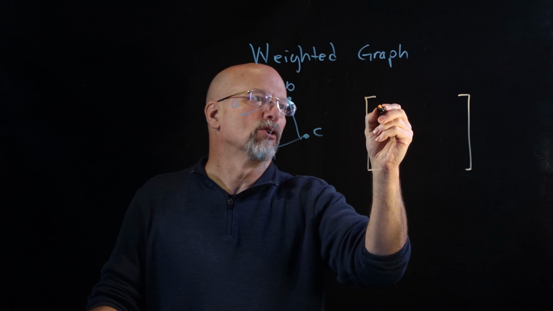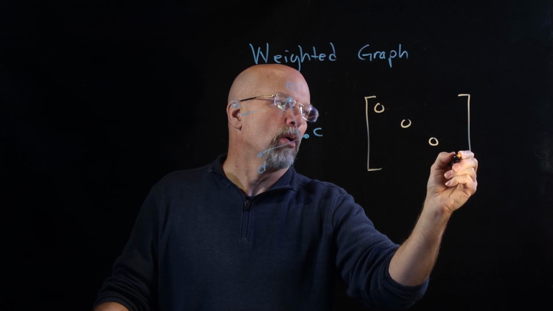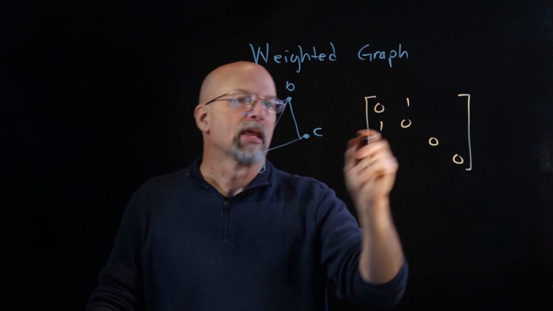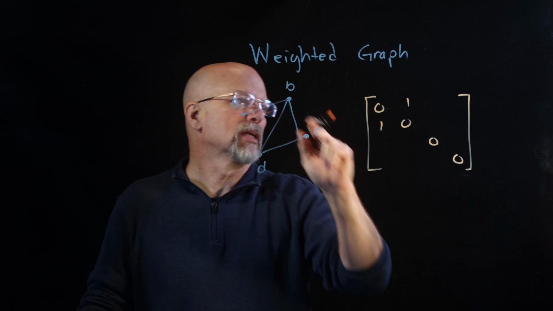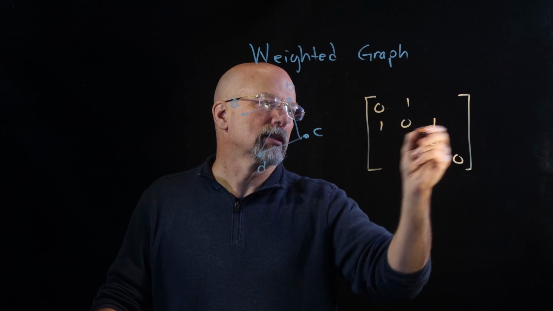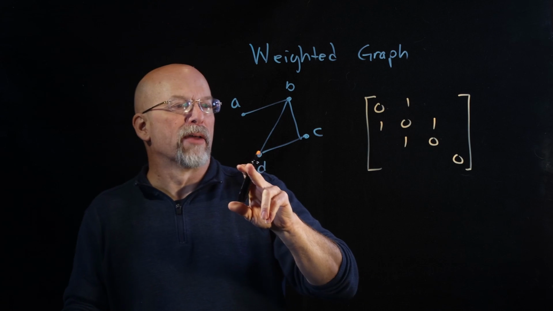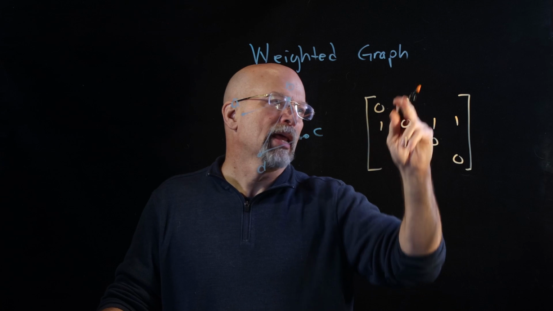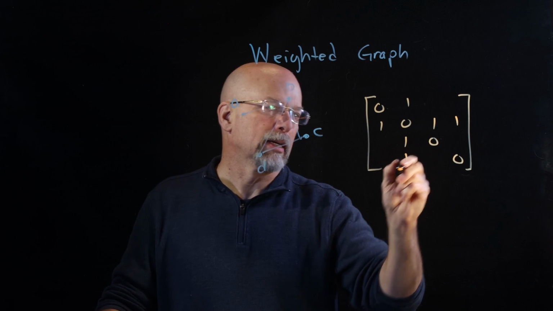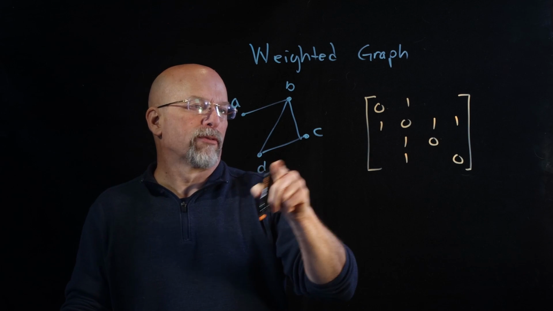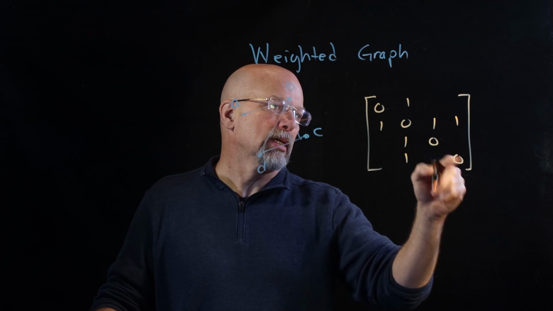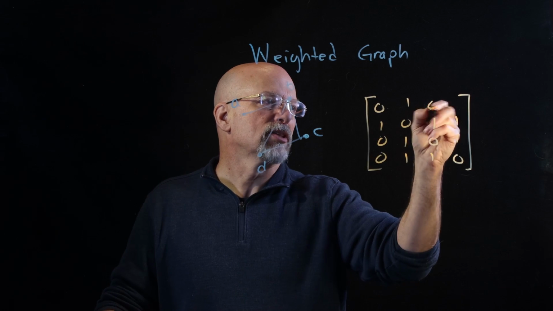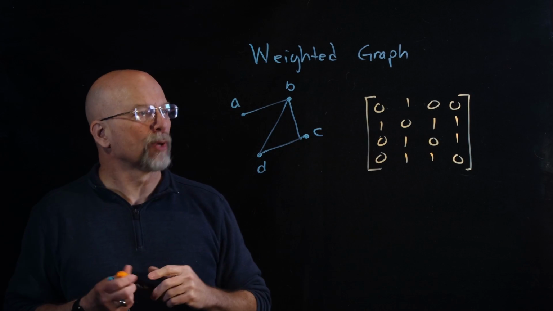So our graph would look like this. I don't have any loops, so there are zeros on the diagonal. But I have a connection from A to B and from B to A. I have a connection from B to C and from C to B. Then I have a connection from B to D and from D to B. And then one from D to C and from C to D. Notice that this is, in fact, a symmetric graph.